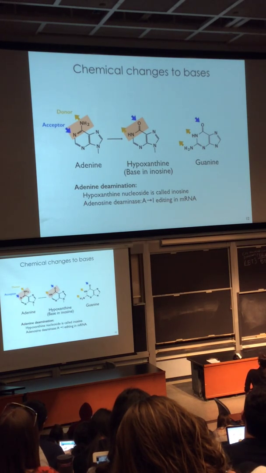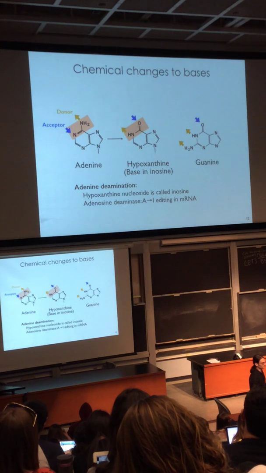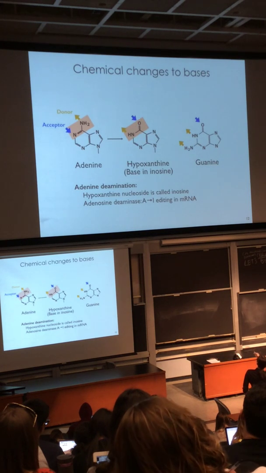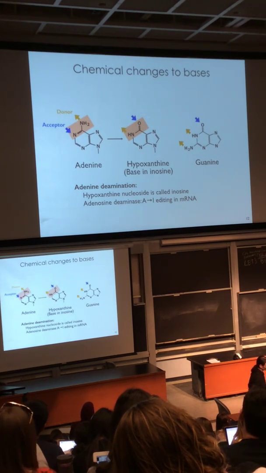And so when adenine is deaminated, it becomes hypoxanthine. Hypoxanthine is not a base that occurs naturally in DNA or RNA. The name of the base alone is hypoxanthine. Inosine is the name of the nucleoside, or the nucleotide, inosine monophosphate. It's a bit of confusing nomenclature.